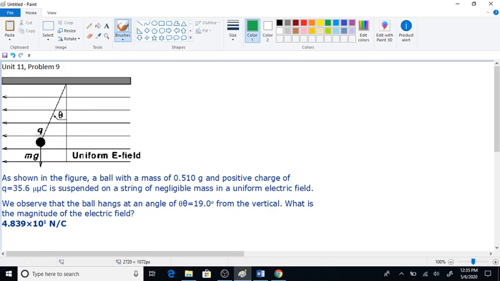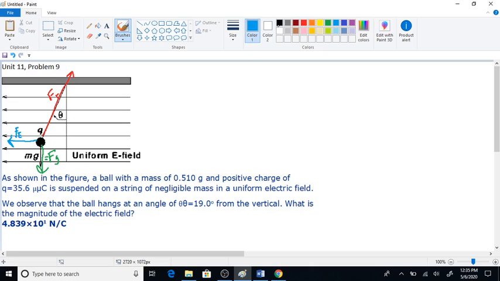So what do we have? We have our free body diagram right here. This is FG. We have FT coming up this way. And we have FE, we'll draw in blue. The force due to a charged particle in an electric field, we'll call this FE.